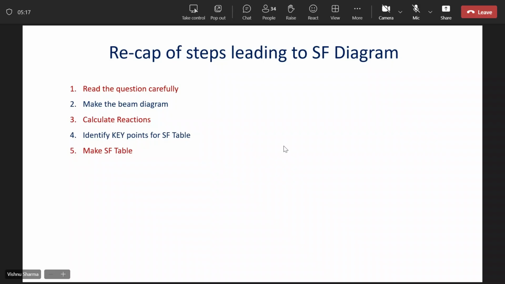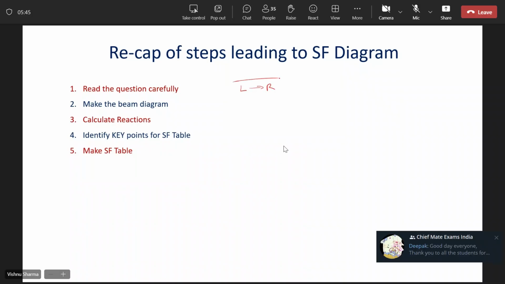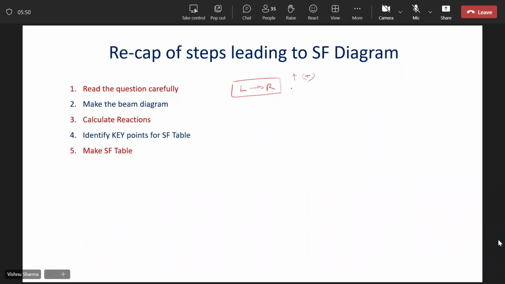Then we make the SF table, we complete the table. In making the table, we also take a call if any of the cells have to be divided into two. The sequence of the points in the table must be correctly taken. We had agreed yesterday that in the normal course of action, we would prefer to go from left to right. And when we go from left to right, upward forces are positive and downward forces are negative.